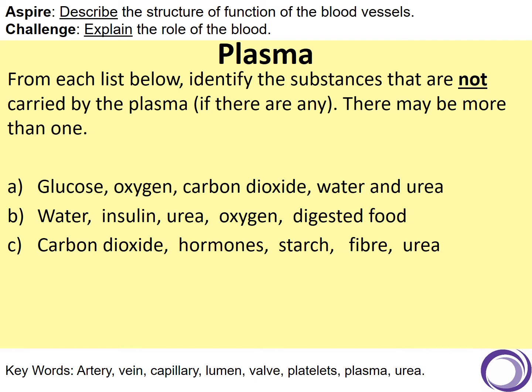And the last one here, we've got carbon dioxide, hormones, starch, fiber, urea. Hopefully we know it's not carbon dioxide, because it does carry around carbon dioxide, and it carries around hormones, and it carries around urea. However, back in the previous lessons we talked about starch, and it has to be digested. So it does not carry around starch, because starch would have to be digested to get into the blood. And it won't carry around fibre, because fibre is not digested either. So the answer for C: it does not carry around starch or fibre.